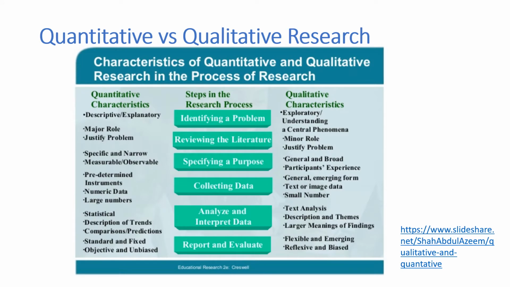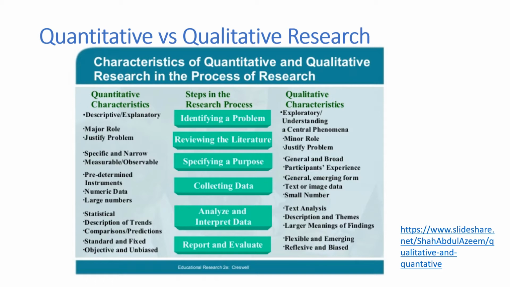Let's compare the differences in the steps in the research process. So we've talked about the steps, right? Identifying a problem, reviewing the literature, up to collecting data and analyzing and interpreting it, which were listed by Creswell. And if we look at qualitative and quantitative data, what are the different characteristics at each stage of the research process? We can see that looking at the purpose in quantitative studies, it is much more specific and narrow.